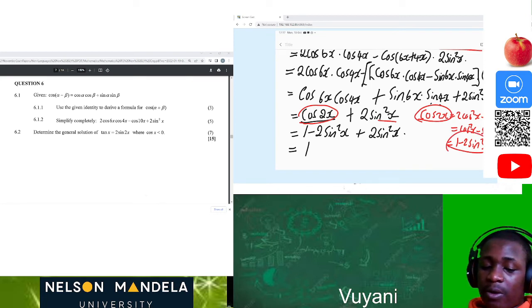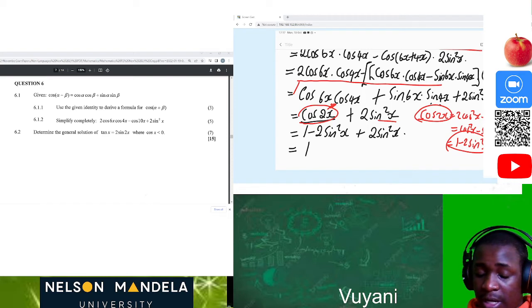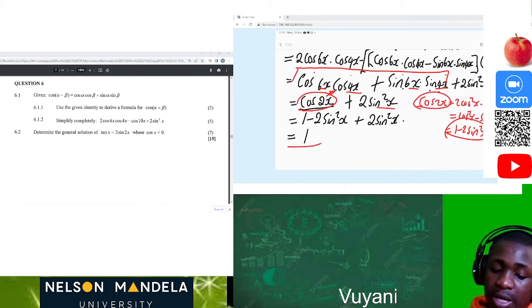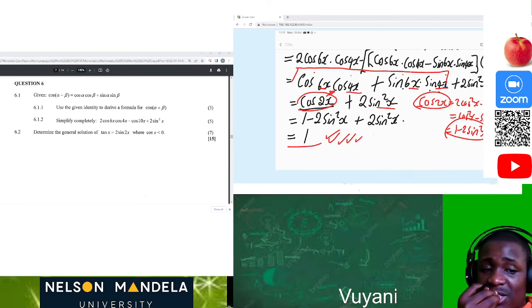Where is this double angle coming from? It's coming from this part, because we can see that this is cos sine sine, and the angles are the same. So this is a double angle, which is cos 2x. Right, now we are done and we get our 5 marks just like that. So you can see that trigonometry is so nice.